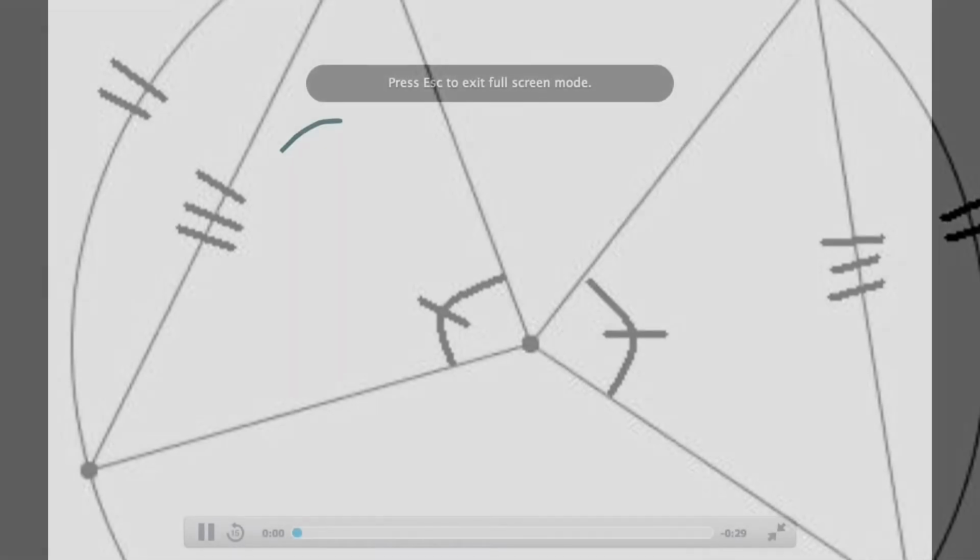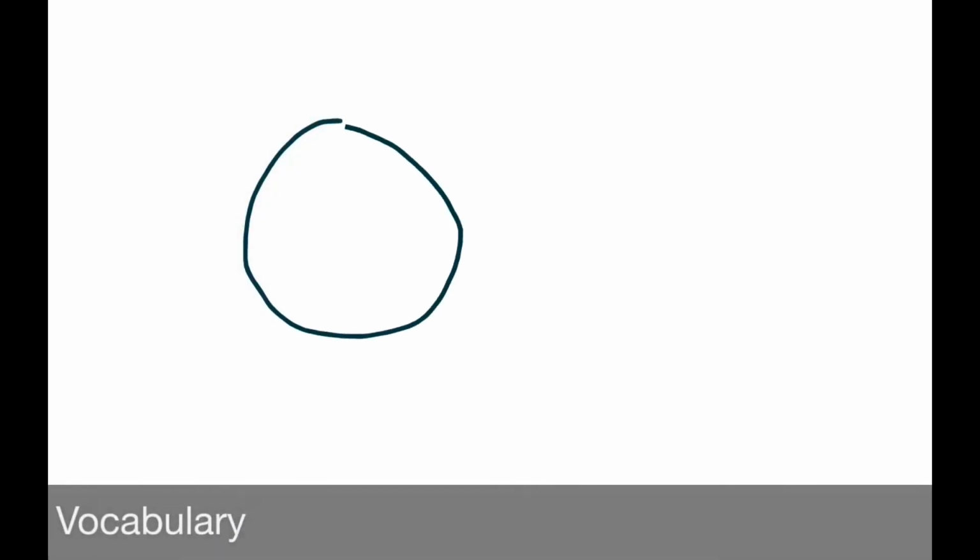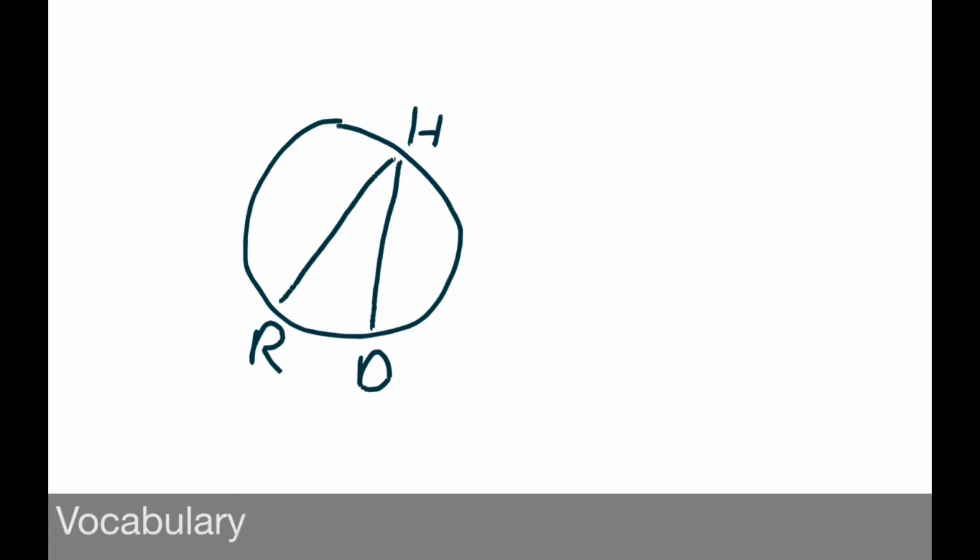In section 12-2, we will be discussing chords and arcs. First, let's discuss what a chord is. A chord of a circle is a segment whose endpoints are on the circle. For example, the endpoints here would be R and D.